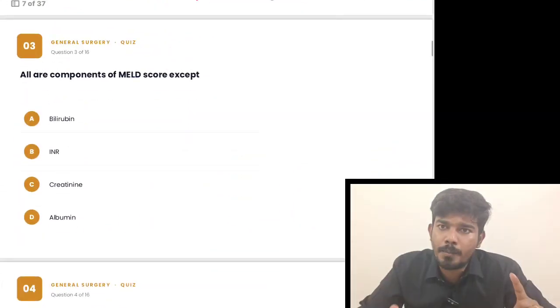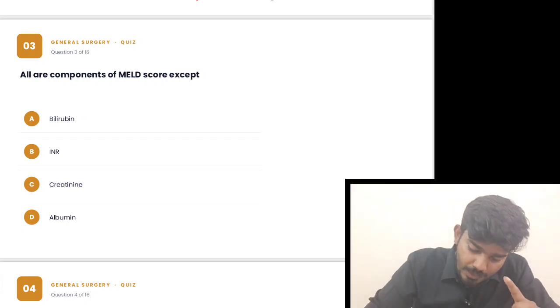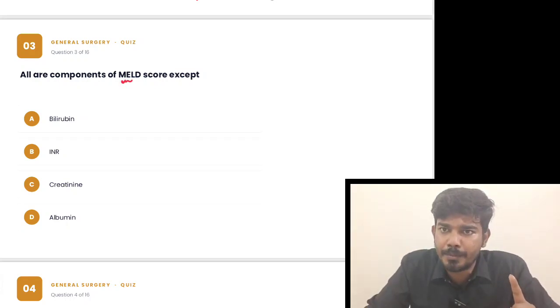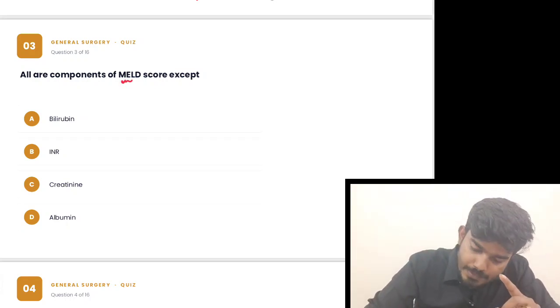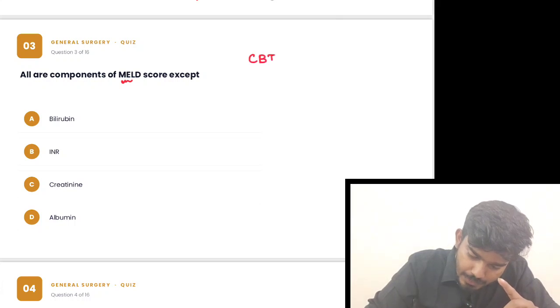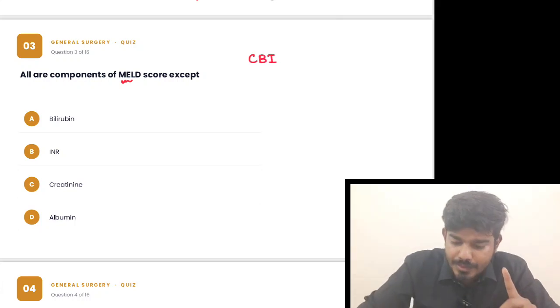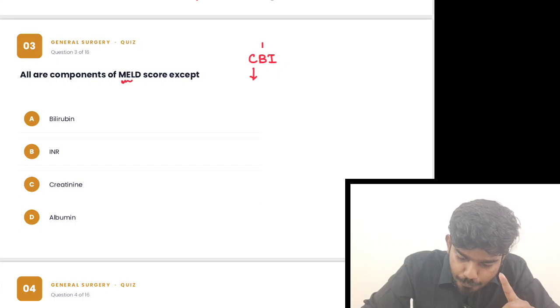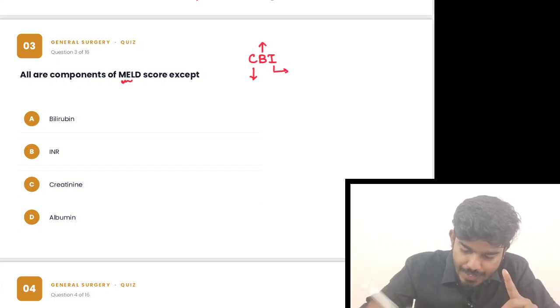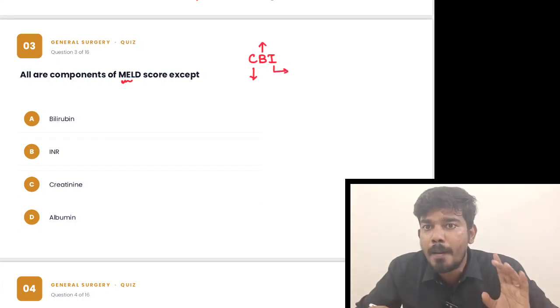Then all are components of MELD score. Okay, all are components of MELD score. So in order to remember this MELD score, we have to remember CBI. Okay, CBI. C for creatinine, B for bilirubin, and I for INR. Okay, these are the components of MELD score.